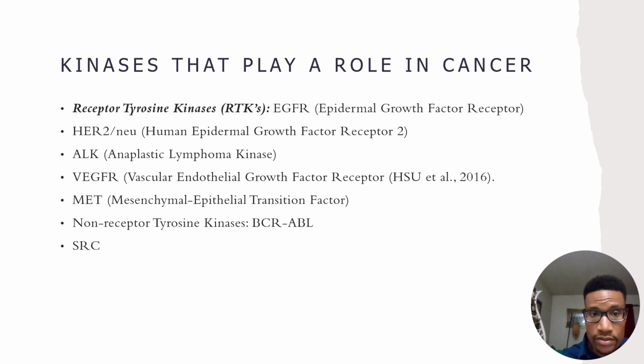head and neck cancers. The human epidermal growth factor receptor 2 is overexpressed in a subset of breast cancers, leading to aggressive tumor growth. The anaplastic lymphoma kinase, this is where gene fusions like EML4-ALK are found in a subset of NSCLC. And then the vascular endothelial growth factor receptor. This promotes angiogenesis, which is the formation of new blood vessels, which is crucial for tumor growth.